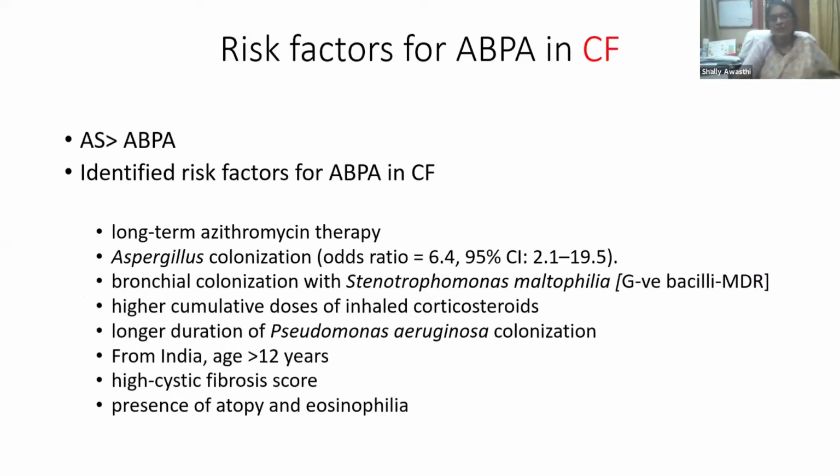So what are the risk factors for ABPA in cystic fibrosis patients? As I told you, sensitivity is 3 times more common than ABPA. The identified risk factors of ABPA in cystic fibrosis, which we should remember, are long-term use of azithromycin, Aspergillus colonization, bronchial colonization with a multi-drug resistant gram-negative bacterium, Stenotrophomonas, cumulative dose of inhaled steroids, and longer duration of Pseudomonas colonization. From India, publications have said that those who are older than 12 years, those who have a high cystic fibrosis radiological score, and those with atopy and eosinophilia are at increased risk.